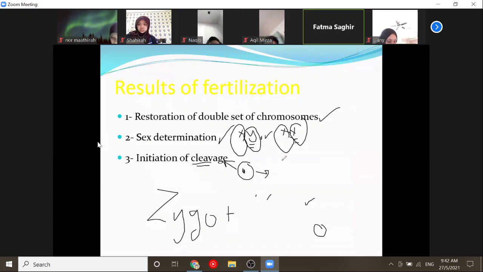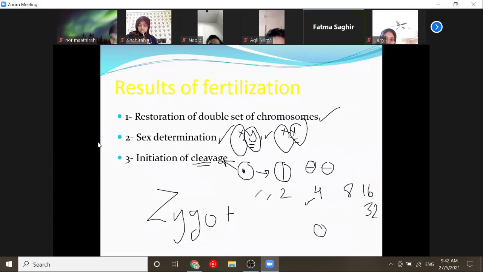Okay, and once we have the zygote, which is one cell, it will start the cleavage, meaning it will divide into two cells. Then each of those two cells will divide, so we become 4 cells, then 8, and so on. Each one divides, so we duplicate until we reach 16, 32, and so on. That's what happens once we get fertilization.